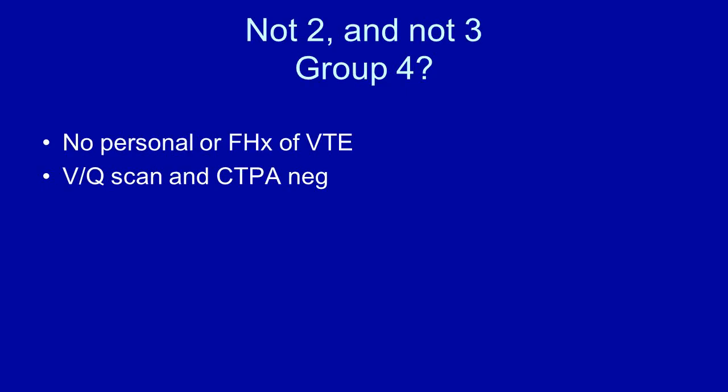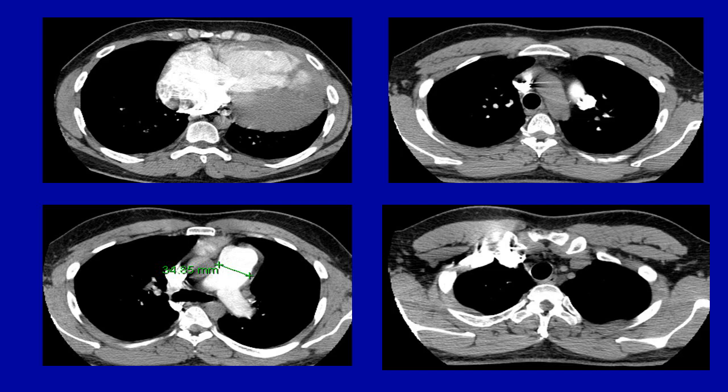So, if he doesn't have group 2 and he doesn't have group 3, might he have group 4, that is CTEPH, or chronic thromboembolic pulmonary hypertension? He had no personal or family history of venous thromboembolism, and we did both a VQ scan and a CT pulmonary angiogram that did not show any evidence of pulmonary embolism. These are some images from his CT pulmonary angiogram, and we didn't see any evidence of CTEPH, but we did see pretty marked evidence of right ventricular volume and pressure overload.